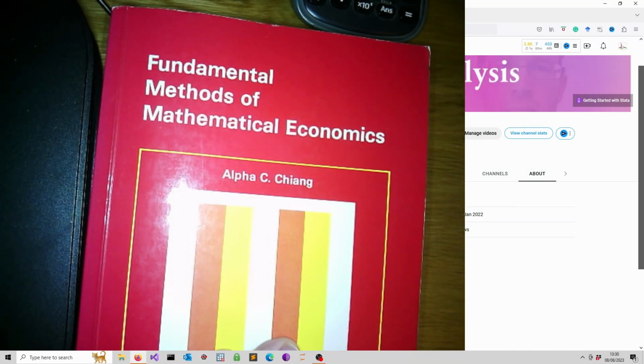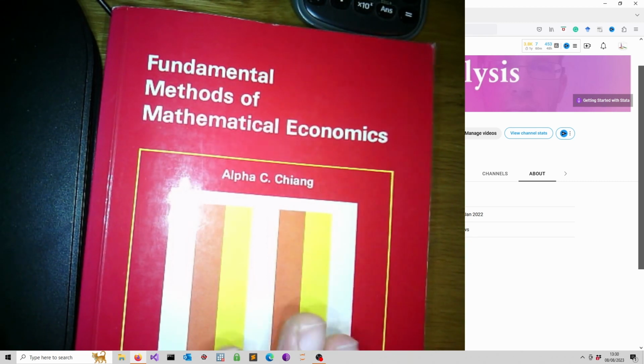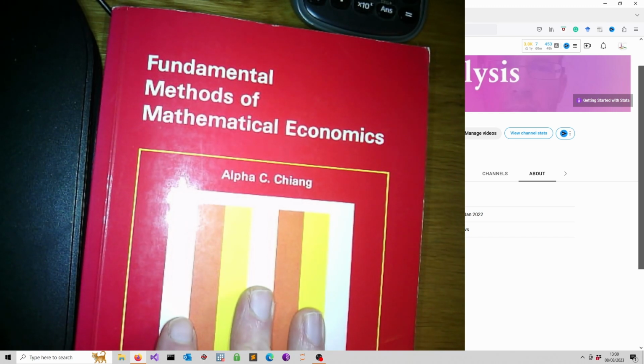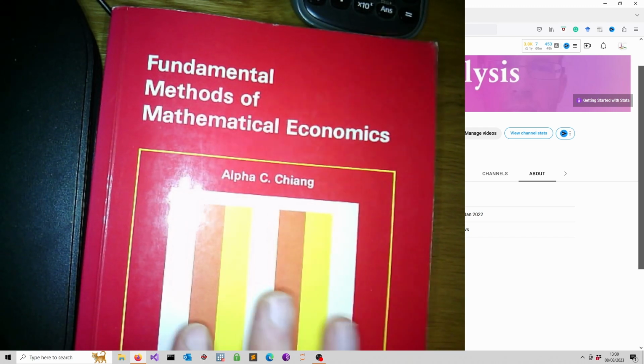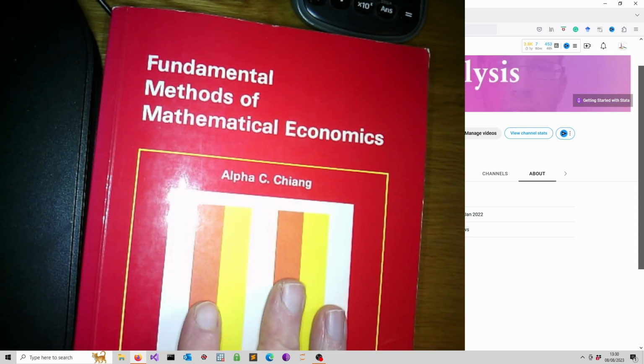The Fundamental Methods of Mathematical Economics by Alpha Chiang is one of the classic books in economics in my view. Now this is the third edition. The fourth edition was published in 2005, and in my view not much has changed ever since. It is a timeless beauty.